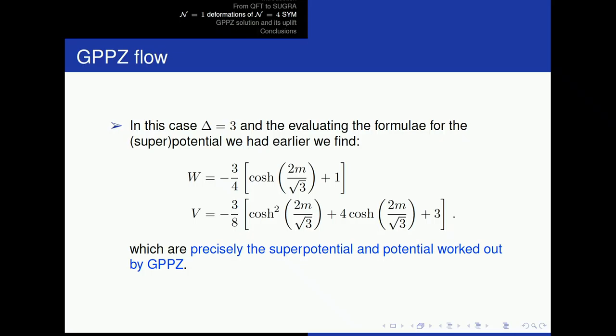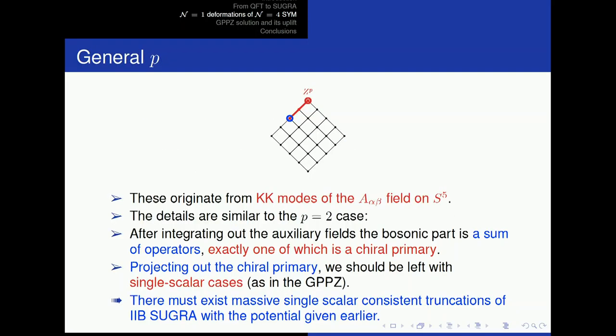That's precisely the superpotential and the potential which were worked out by GPPZ with a lot of work. We actually spent a lot of time reproducing the potential the way they had done it. I would think this would require a two-hour lecture to explain it fully, and here it comes for free. It also tells you what the physics behind it is: in a sense, there's only classical running.